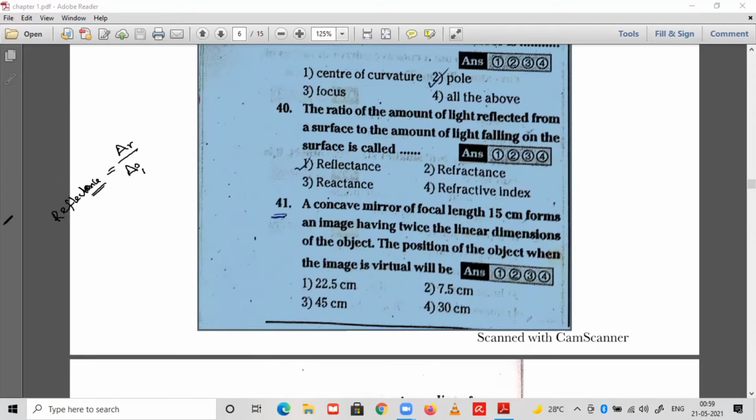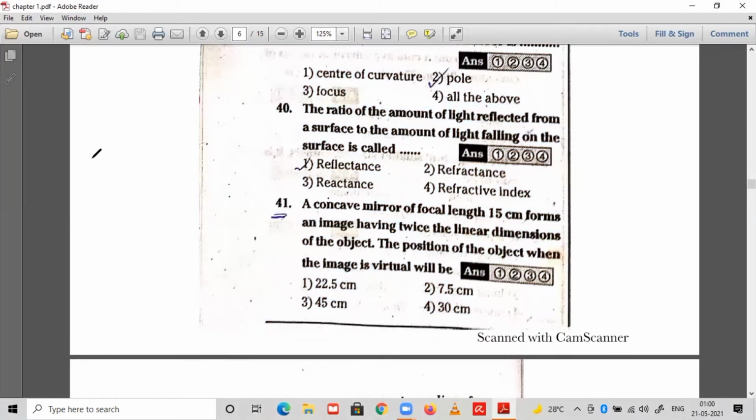Next question, 41. A concave mirror of focal length 15 centimeters forms an image having twice the linear dimension. So the magnification will be 2. The position of the object when the image is virtual will be. Here the image is virtual, so for the virtual image we need to take plus magnification. It is a concave mirror, and the focal length will be negative.